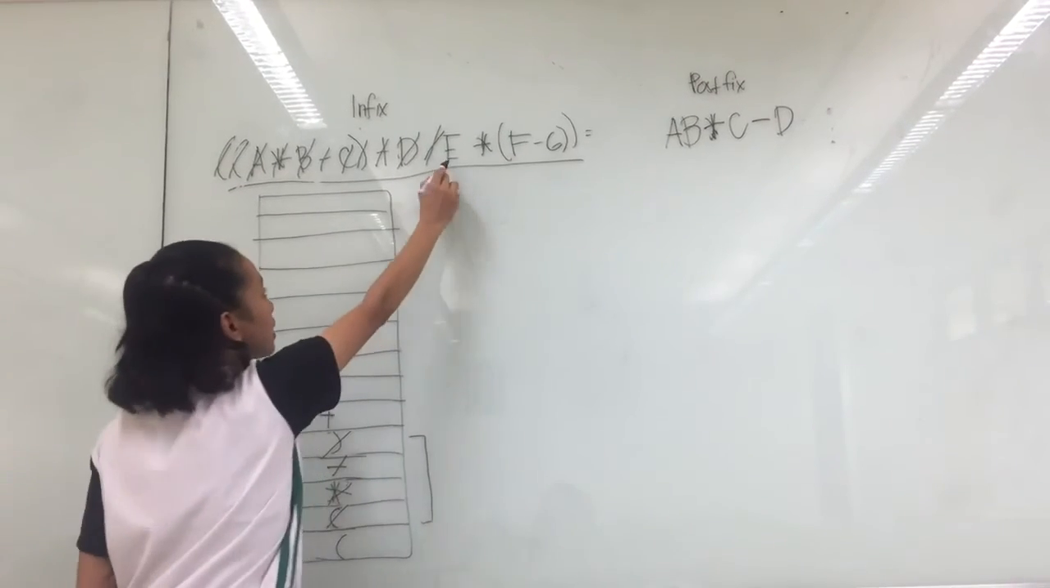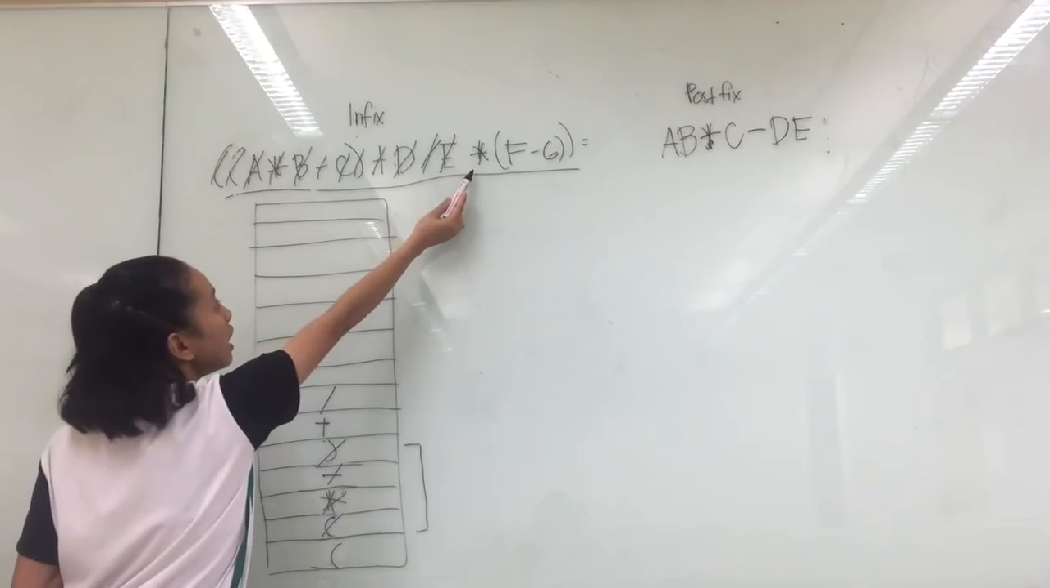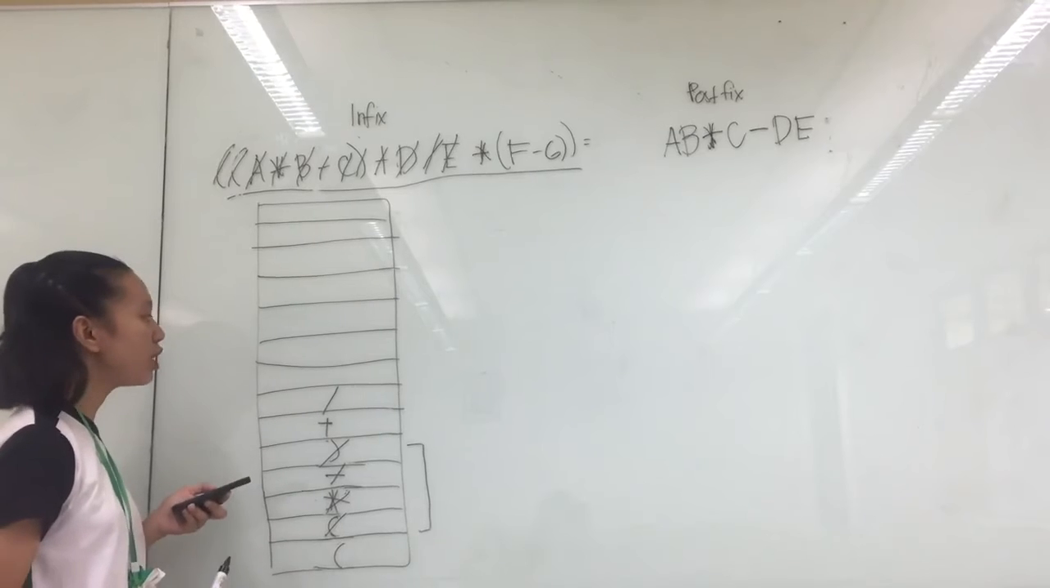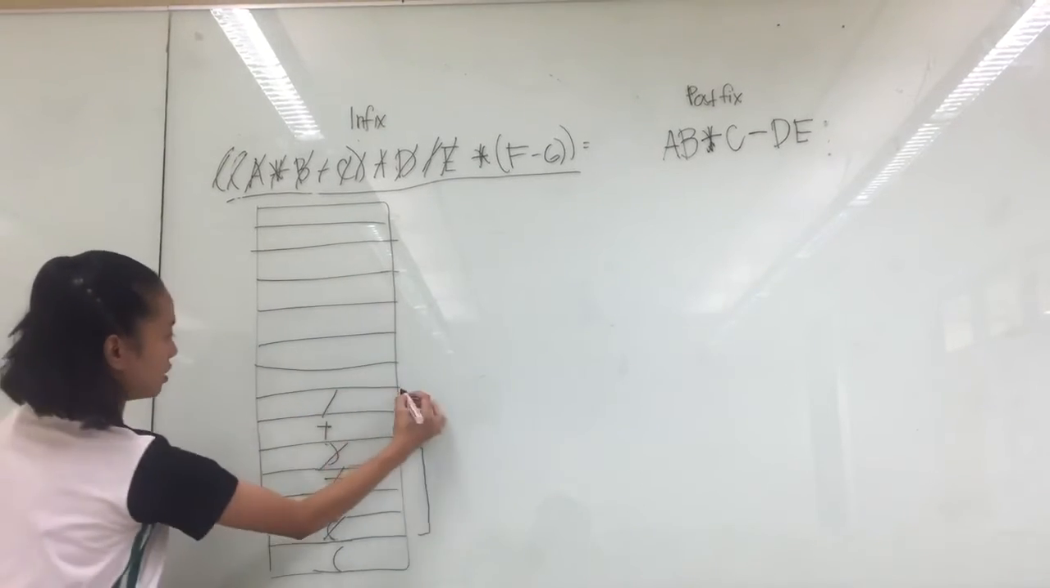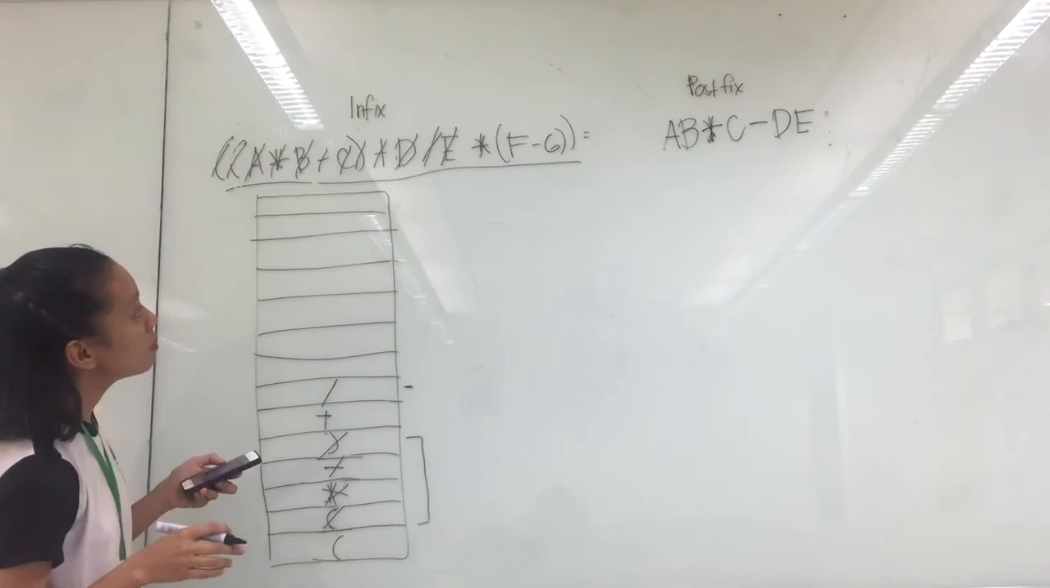Next is letter E. It is an operand. Next is multiplication. Again, if the topmost is higher or equal, then pop the topmost. This is the topmost. Then push the symbol you are reading.